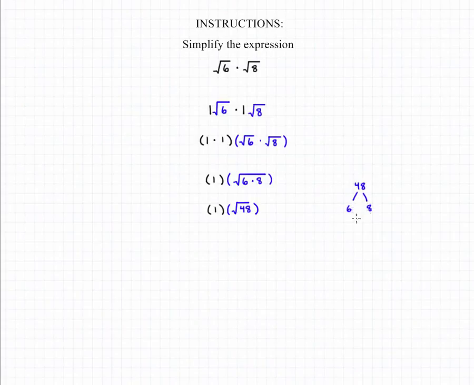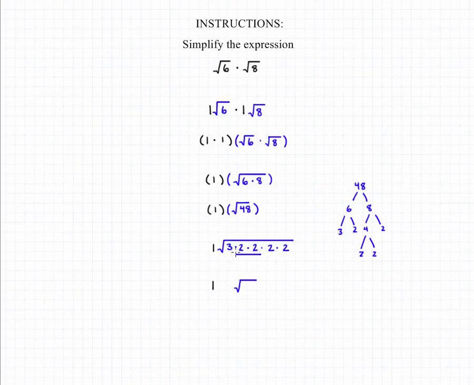So 48 factors down into 3, 2, 2, and another 2. So if we have any pairs, we can bring those pairs out in front of the radical, and anything that's left over we have to leave inside. So we're rewriting the square root of 48 as the square root of 3 times 2 times 2 times 2 times 2, and we have a couple of pairs that we can work with here.